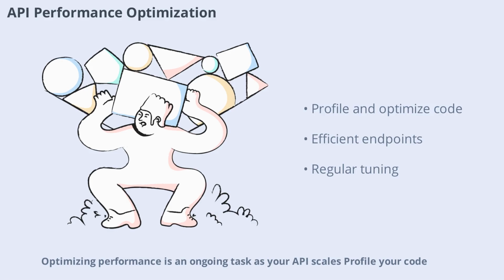Optimizing performance is an ongoing task as your API scales. Profile your code, optimize queries, and minimize payload sizes. Use compression and keep endpoints efficient. Regular performance tuning ensures your API remains fast and responsive even as traffic grows.